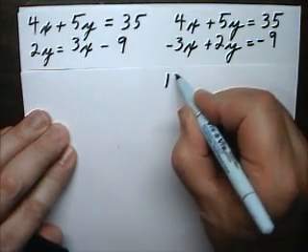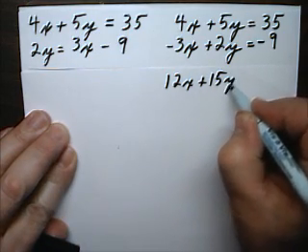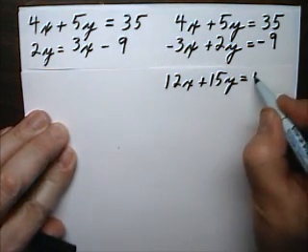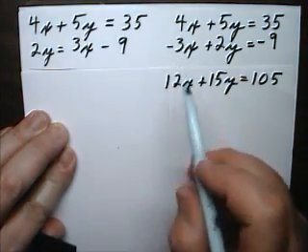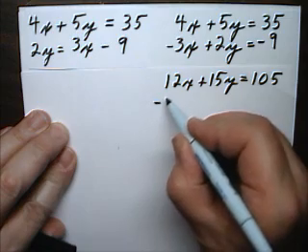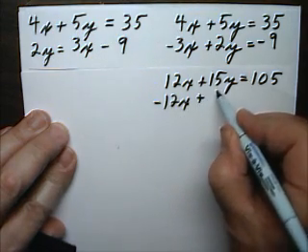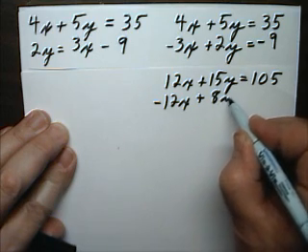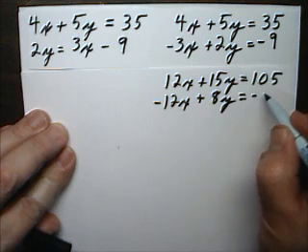So that's going to give me 12x plus 15y equals 105. And I'll multiply the bottom equation by 4. So that's negative 12x plus 8y equals negative 36.